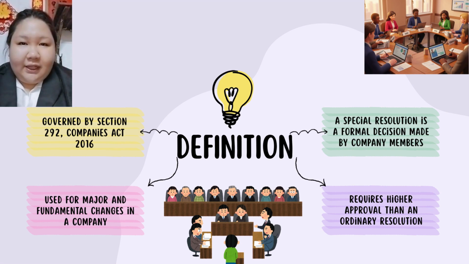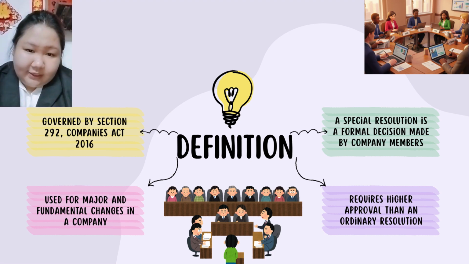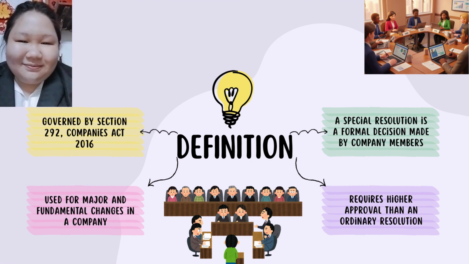2016 in Malaysia, and it is usually used when the company needs to change its name, change its constitution, or close down the company. As we know, the ordinary resolution must be above 50% of votes. For the special resolution, it must be higher than 65% of votes. So it requires a higher approval than the ordinary resolution.